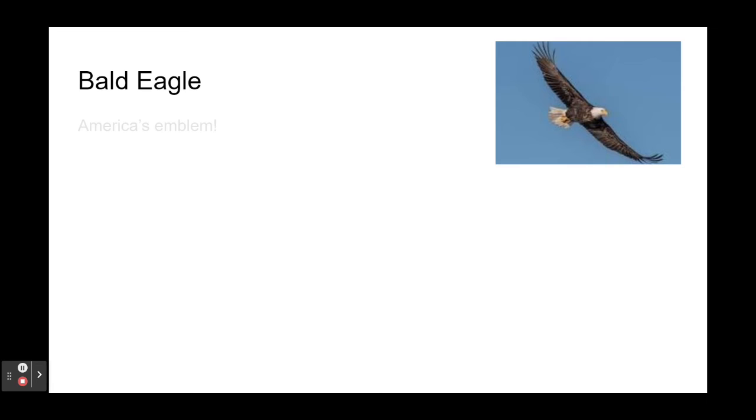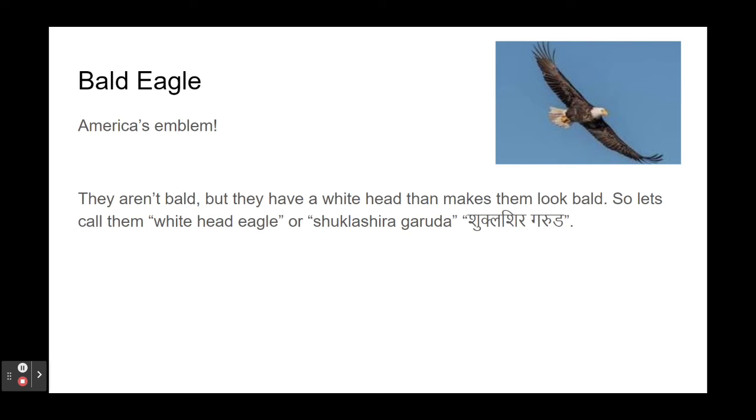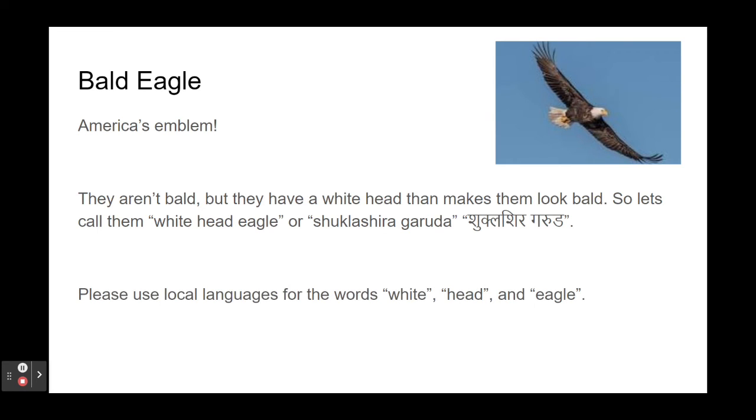The bald eagle, which is America's national animal. They aren't bald, but they do have a white head that makes them look bald, so let's call them white-headed eagle, or shuklashira garuda, or shuklashira. Please use local languages for white head and eagle.